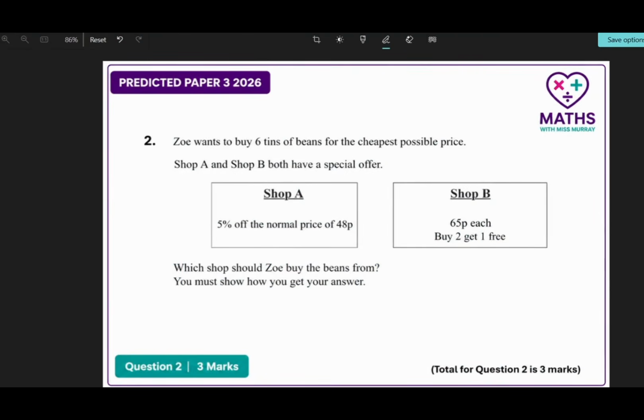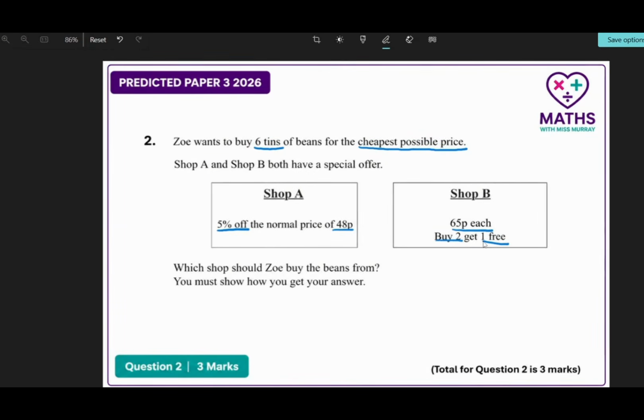On to question 2. Zoe wants to buy 6 tins of beans for the cheapest possible price. Shop A and Shop B both have a special offer, and you can see that because it's shown here below. So Shop A is 5% off the normal price of 48p. Shop B is 65p each, but if you buy 2, you get 1 free. So which shop should Zoe buy the beans from?